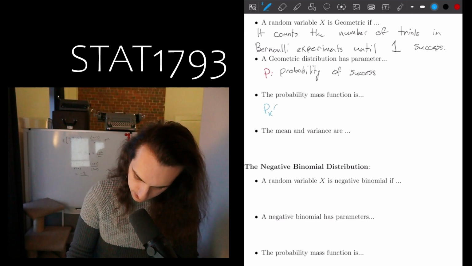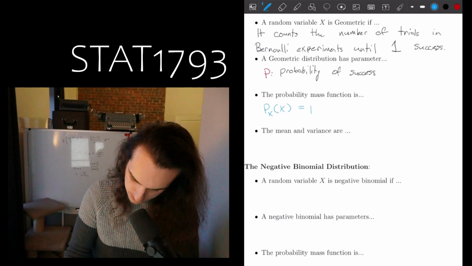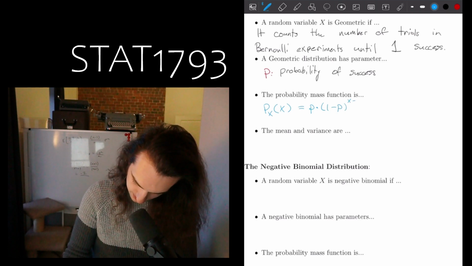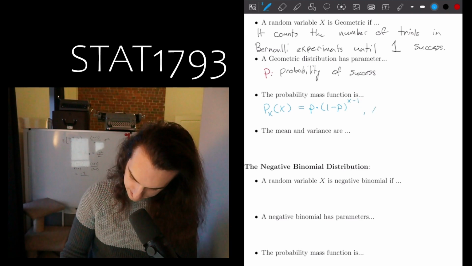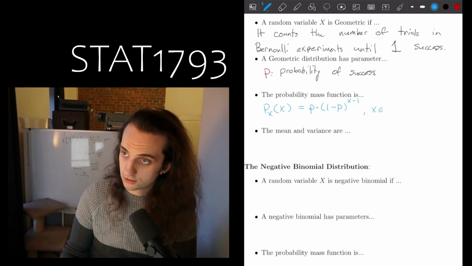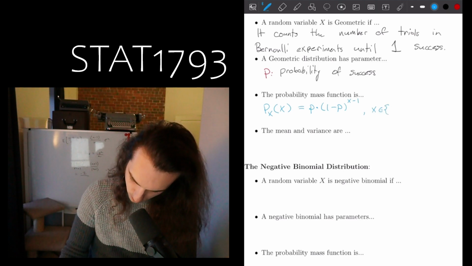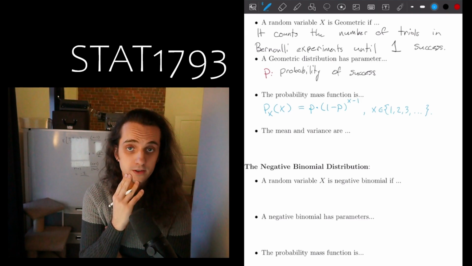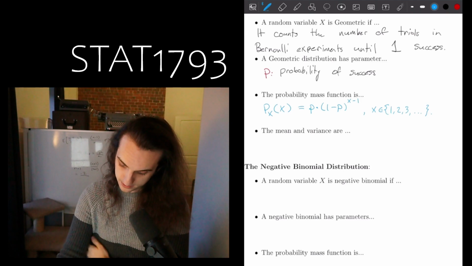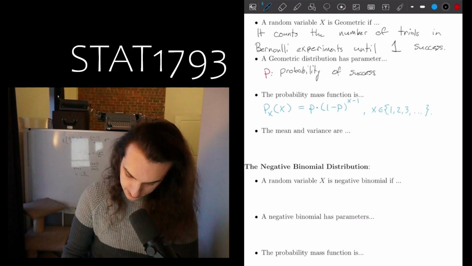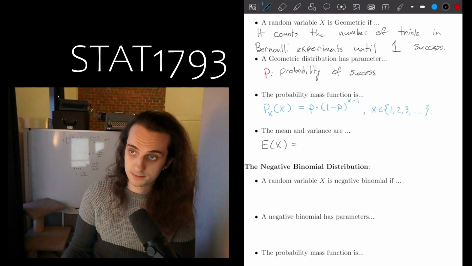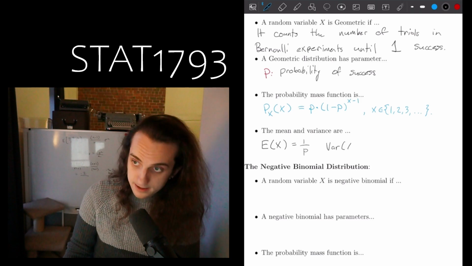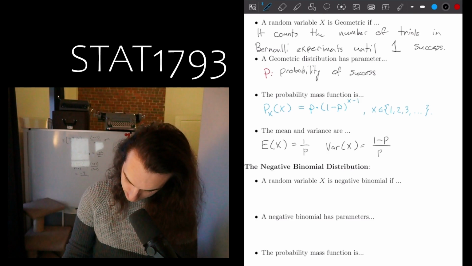We can write down the probability mass function here, and it's going to be equal to p times (1 minus p) to the power of x minus 1. And in this case, x is going to run from 1, 2, 3 upwards, right? There's no upper bound on the possible value for x. It might take you an infinite number of trials to work this out. Now, if you want the expected value of x, this is going to be equal to 1 over p, and the variance of x is going to be (1 minus p) over p squared.